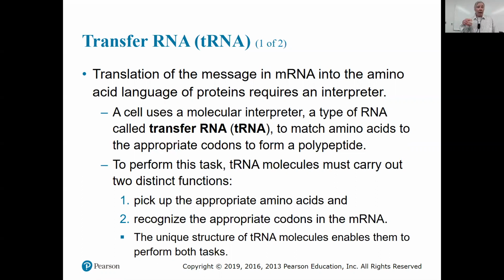And the transfer RNA assists in this translation. Here's another form of RNA called transfer RNA, or tRNA, to match amino acids and the appropriate codons to form a polypeptide. So these tRNA molecules have to perform two distinct functions: pick up the appropriate amino acid, and recognize the appropriate codons in the mRNA. The unique structure of tRNA molecules enables them to perform both tasks.